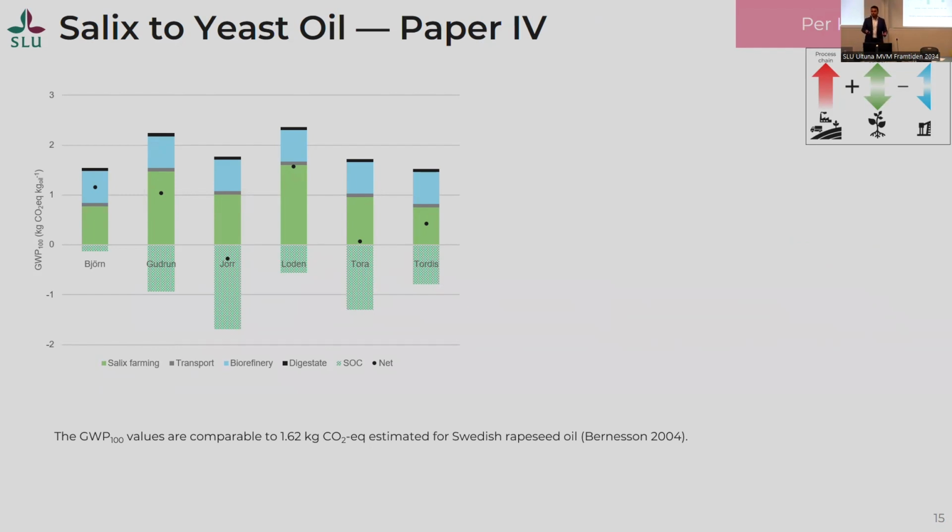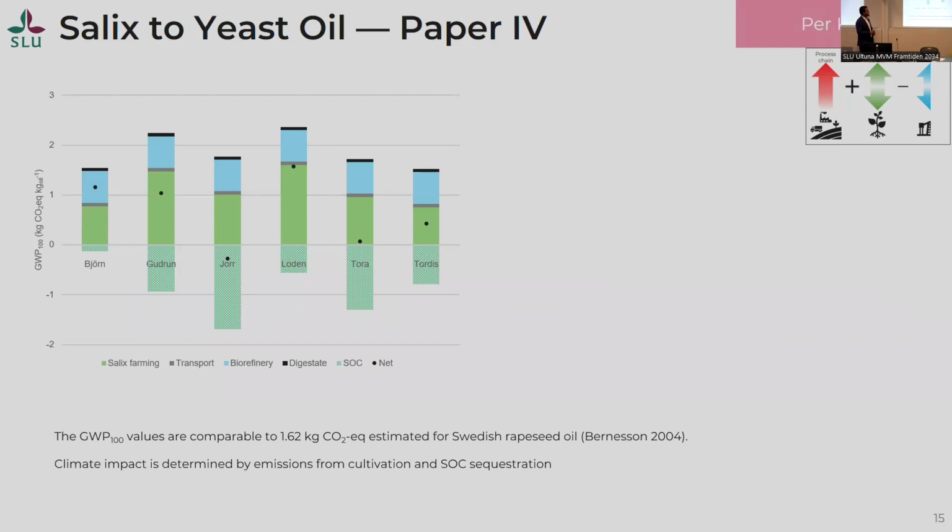And this is even without including the soil carbon effect, because the soil carbon effect really depends on what your starting soil conditions are and where the Salix is being grown. Even without including the soil carbon effect, the GWP values per kilogram of oil were quite comparable to the GWP values calculated from an older study for Swedish rapeseed oil. So at least in terms of climate impacts, oil produced from Salix could compete with rapeseed oil that is currently being used in Sweden.